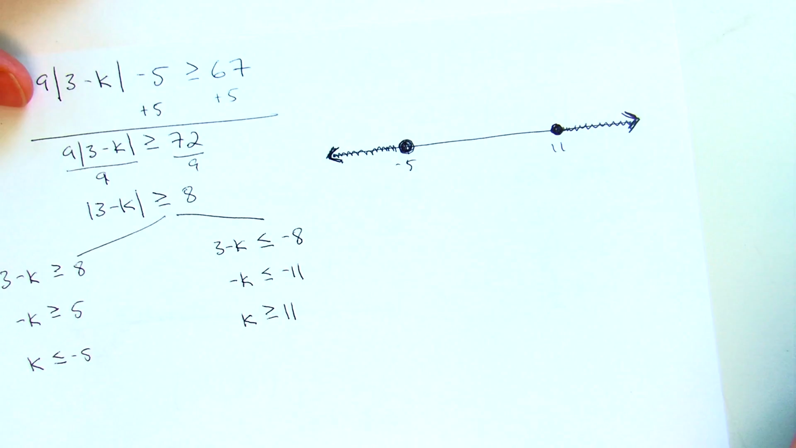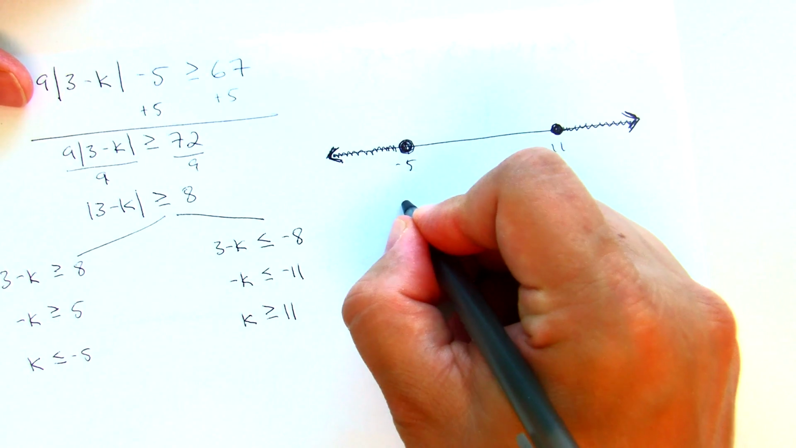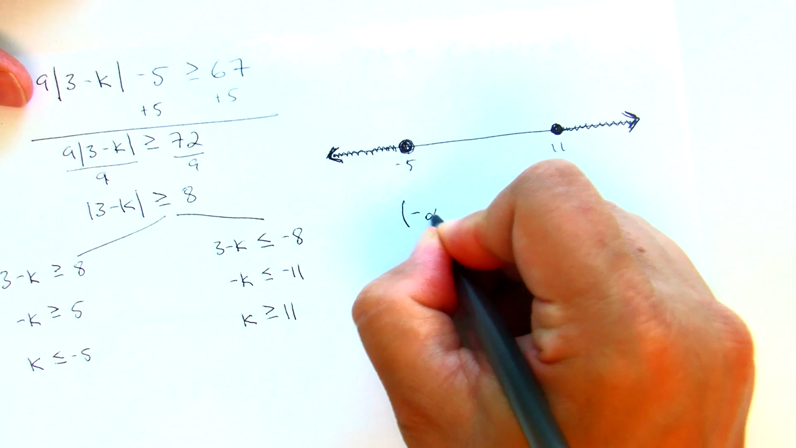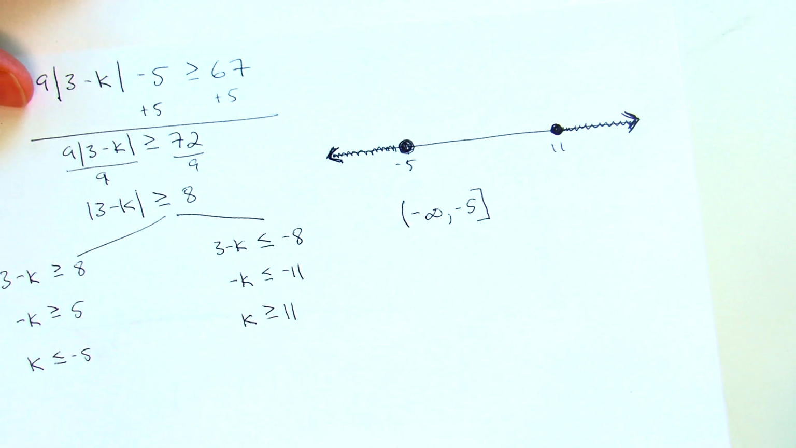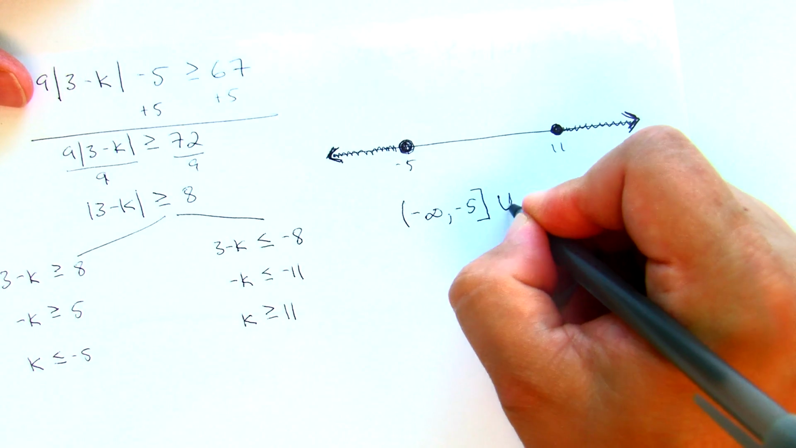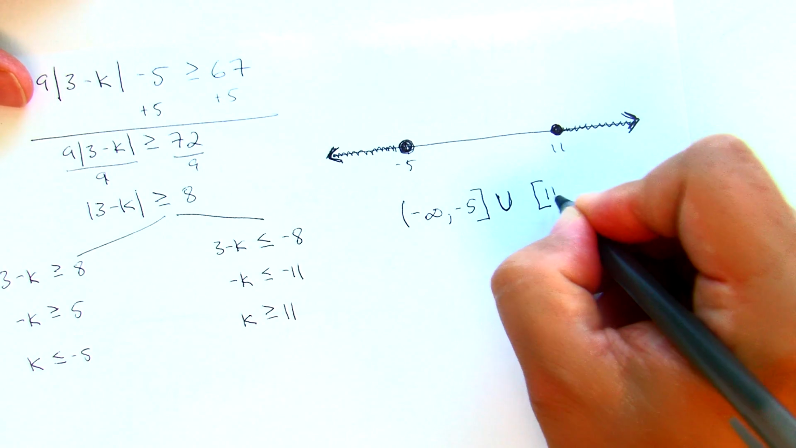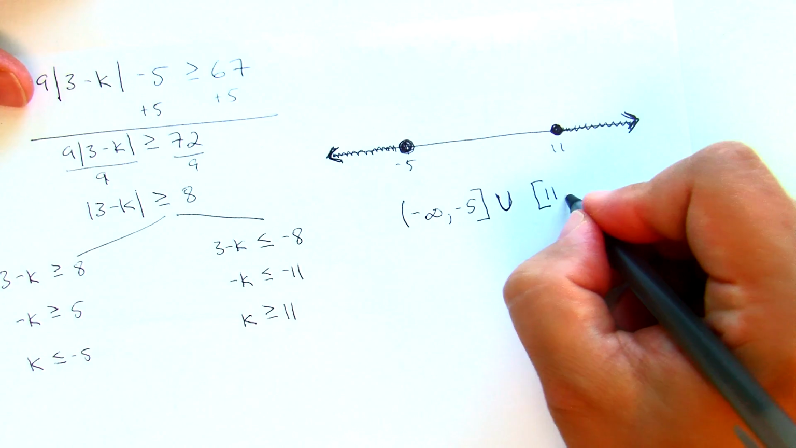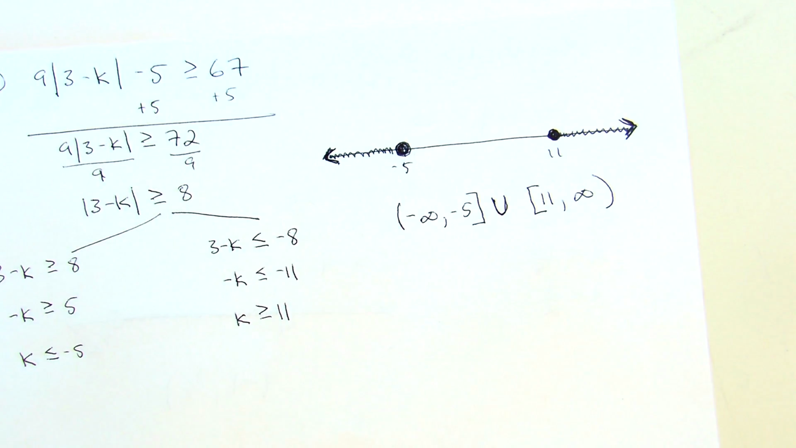Represent that using interval notation. This part is going to be everything from negative infinity up to and including negative 5. And then union everything from 11 and including 11, that's why it's a bracket, up to infinity. And that's our answer. Okay, that's solving absolute value inequalities.